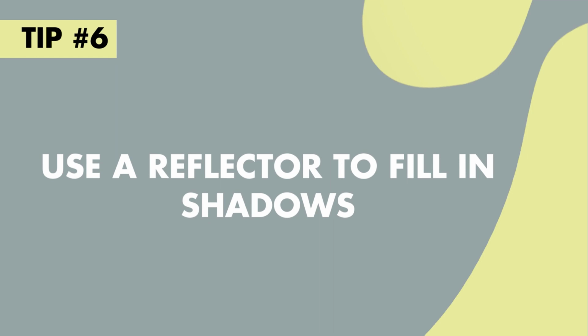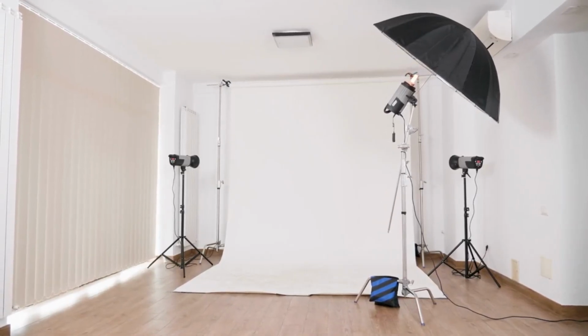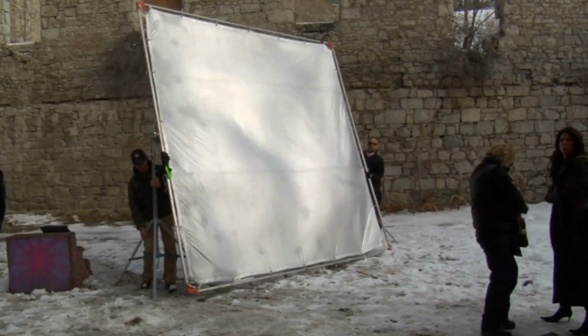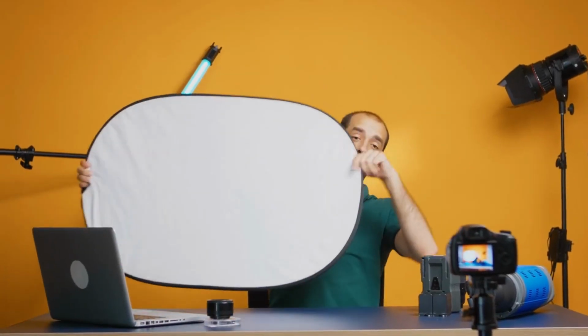Tip number 6. Use a reflector to fill in shadows. Using a reflector can help fill in shadows and create a more even and flattering light on your subject. You can use a white or silver reflector to bounce light back onto your subject and create a more even light. You can also experiment with different colors of reflectors to create different moods and atmospheres.